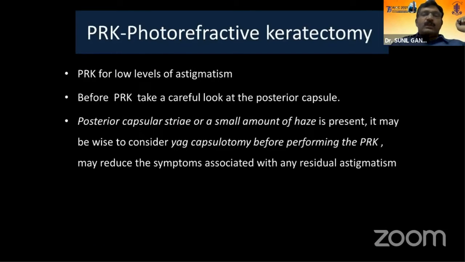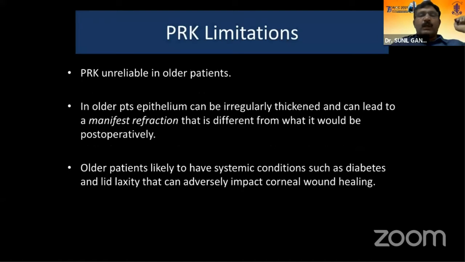Coming on to the corneal procedures, PRK is the commonest and simplest of the procedures. You can correct low levels of astigmatism. But one thing you should remember is, before going for a corneal procedure, please look at the posterior capsule. If the posterior capsule is thickened or has striae, just do a small opening in the posterior capsule, because some of the symptoms may disappear by doing a simple YAG capsulotomy before doing a PRK.